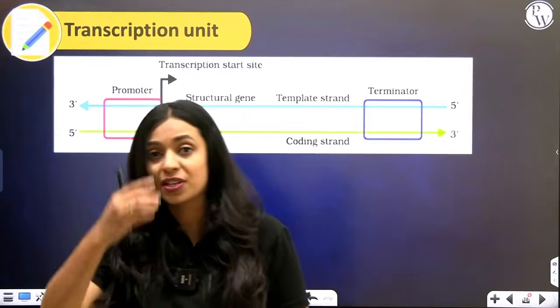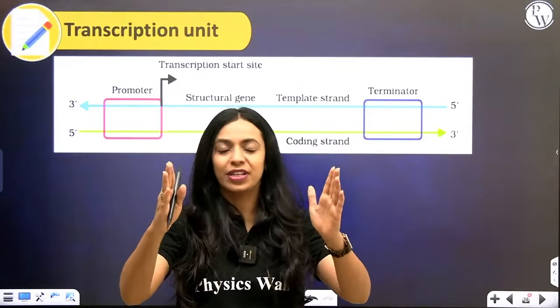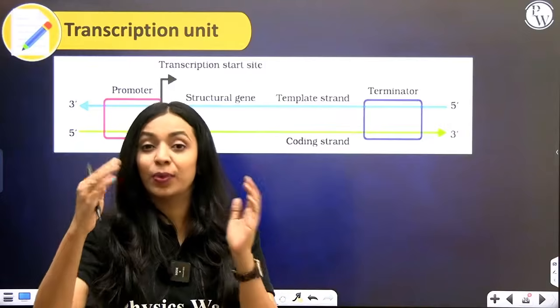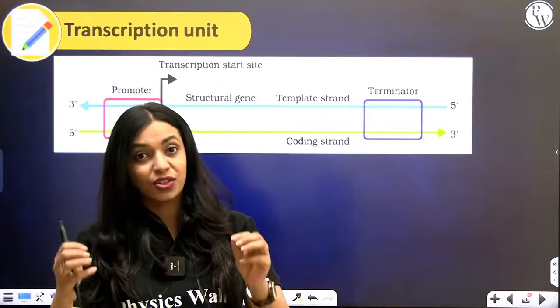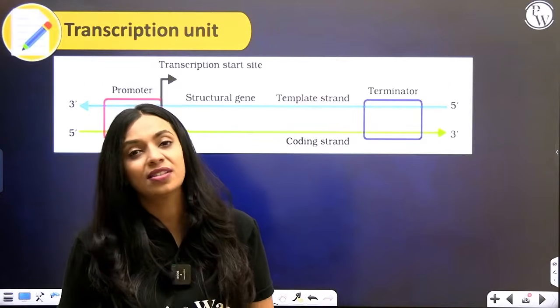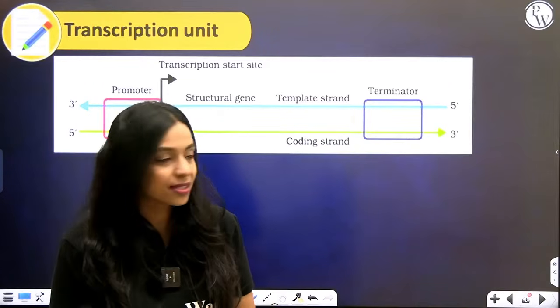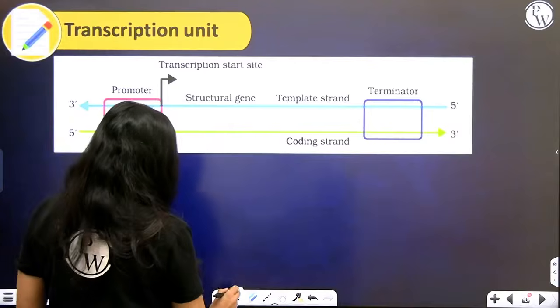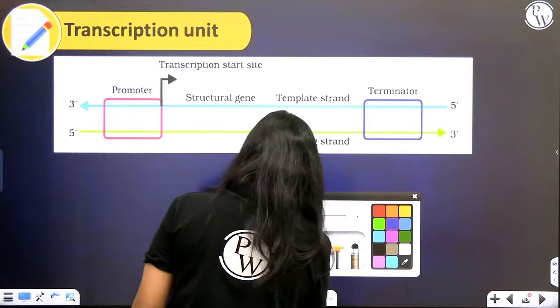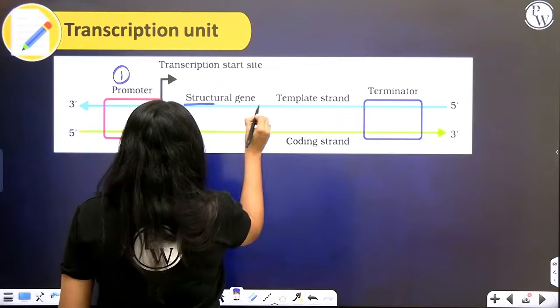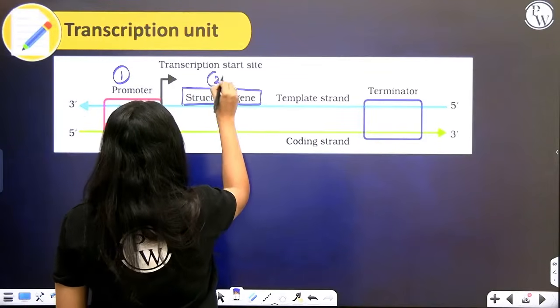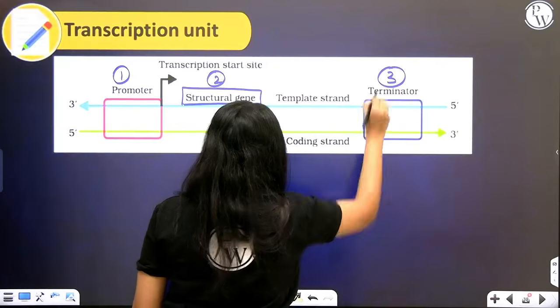Like I already mentioned, there's only one segment, a certain segment of DNA that will get transcribed. Whichever segment of DNA gets transcribed, that is called the transcription unit. Now, a transcription unit typically has 3 parts or 3 components. There is the promoter, there is the structural gene, and there is the terminator.